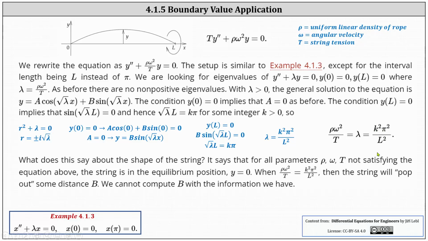So what does this say about the shape of the string? It says that for all parameters rho, omega, and T not satisfying the equation above, the string is in the equilibrium position y equals 0. When rho omega squared divided by T equals k squared pi squared divided by L squared, then the string will pop out some distance b, which remember is the coefficient of the sine function here. We cannot compute b with the information we have.